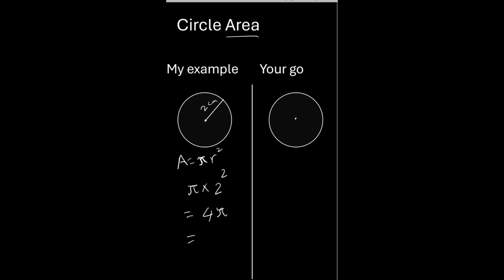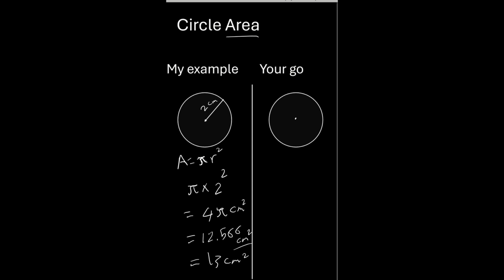Some questions ask you to leave it in terms of pi, so you leave it at that, centimeters squared, and it's 12.566 centimeters squared. If the question doesn't ask you to round, then you are done. If it asks you to round to the nearest unit, it's 13 centimeters squared.